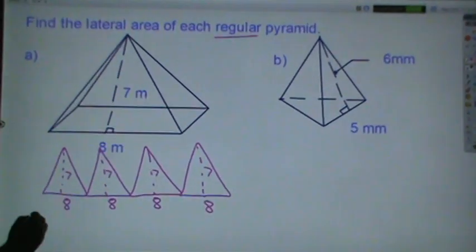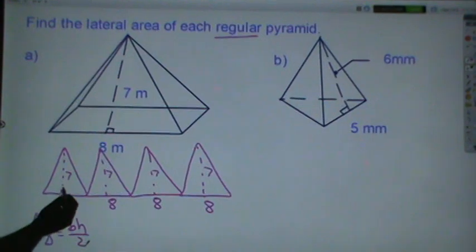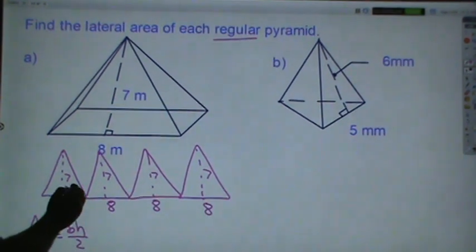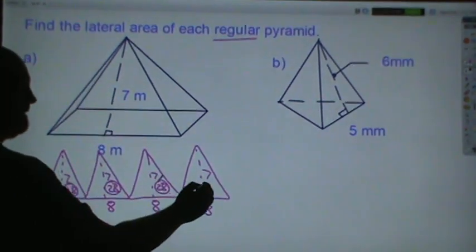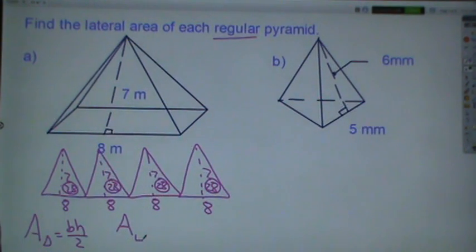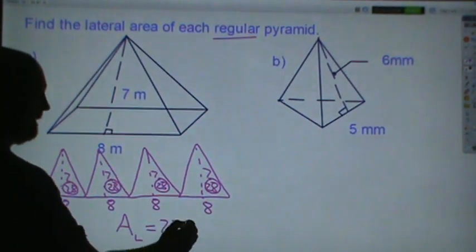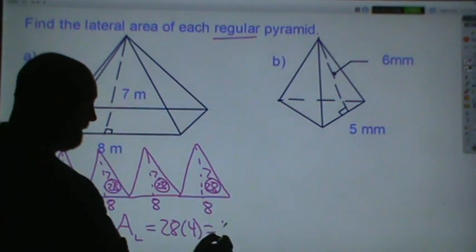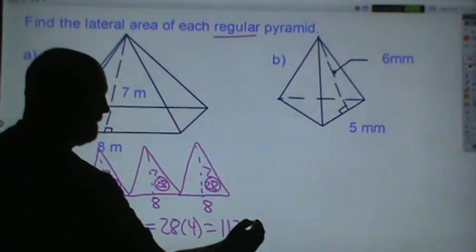So the area of a triangle we can easily calculate using base times height divided by 2. So we're going to have 8 times 7 divided by 2. 8 times 7 is 56, divided by 2 is 28. So I have 4 triangles, all of which have an area of 28. So if I wanted to calculate the lateral area, which we could call A sub L, or capital L, capital A, I could do 28 times 4. Well, 28 times 4, that's 112. And since it's an area, it's going to be a unit squared, so I'm going to say meters squared.